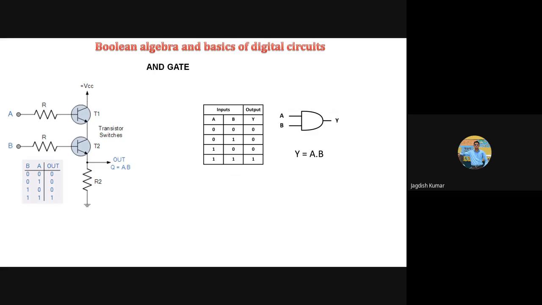So this explains the simple working of the AND gate. I hope this is clear. It is very, very simple and straightforward. But still, if any one of you has any question from this part, please feel free to ask. If there is any question from this part, yes, please.